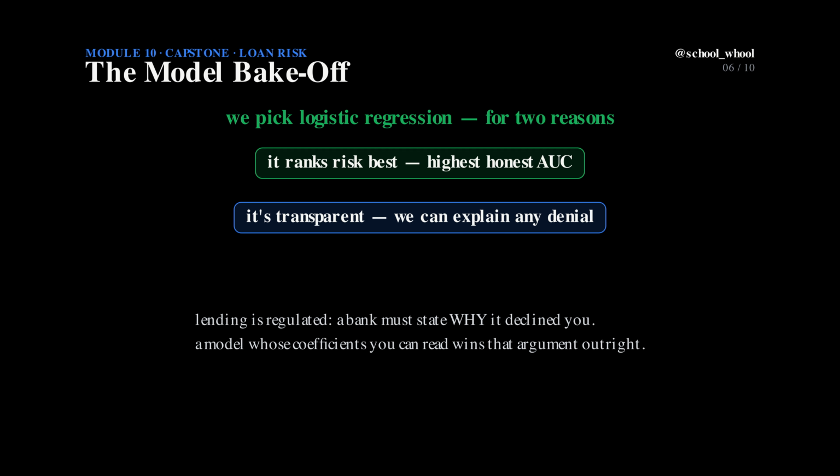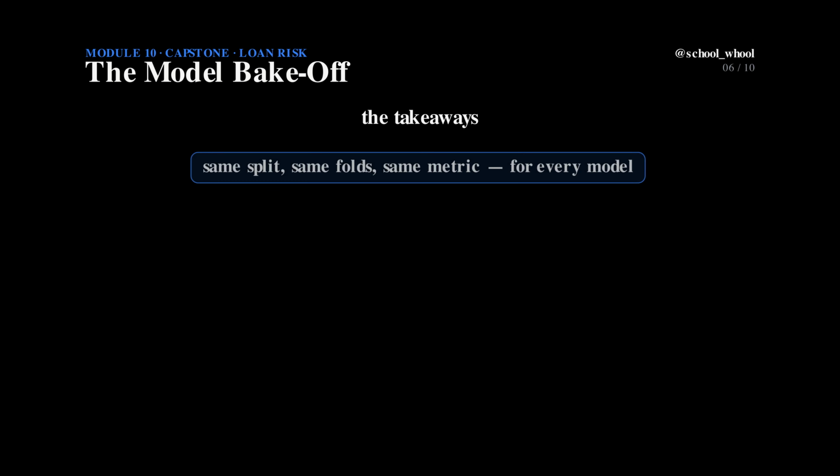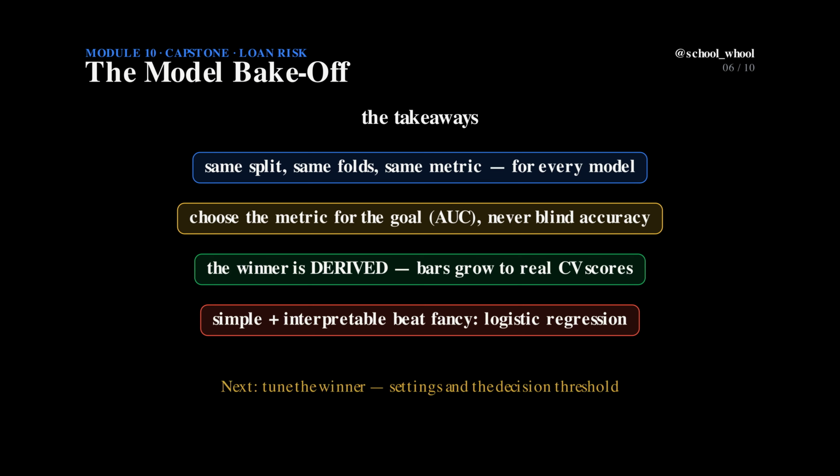Let's lock in the workflow. Compare every model on the same split, the same folds, and the same metric. Choose that metric for the real goal. Here, AUC, never blind accuracy. Let the winner be derived, with bars growing to real scores, not asserted in a slide. And remember that the simplest, most interpretable model can absolutely win. Next, we take our winner and tune it, its settings, and the decision threshold that turns a risk score into an approve or decline call.